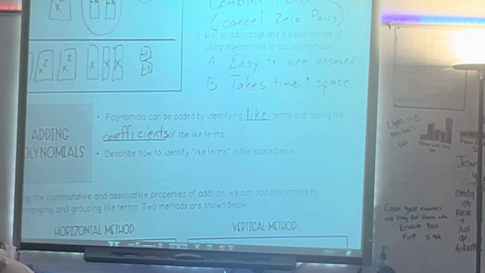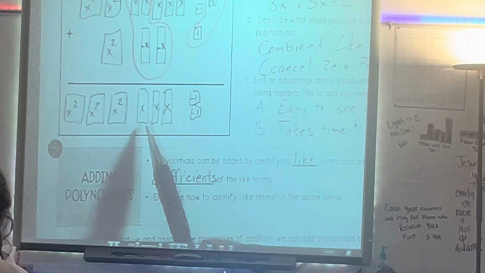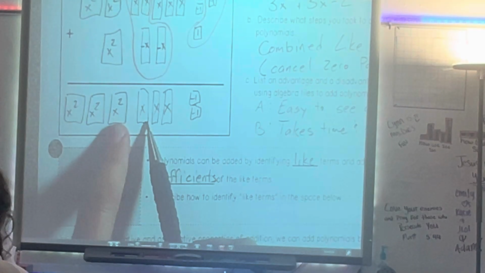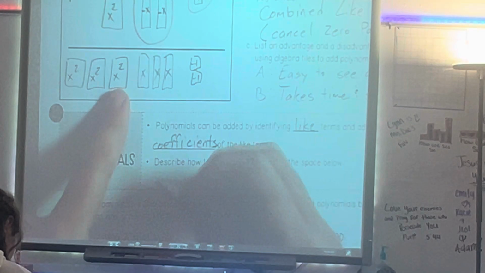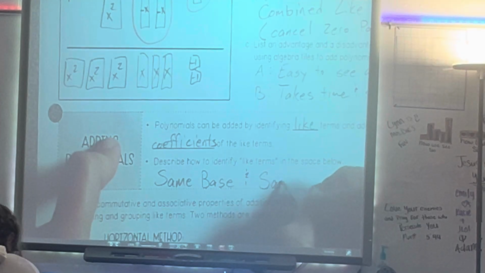Alright, so polynomials can be added by identifying like terms, good, and adding the coefficients of those terms. So how do I know what the like terms are? Constants are pretty obvious, but what about the other stuff? How do I know what I can and cannot add? If it has the same root. Has to have the same base. So then that means I can add these two? No. Okay, so what else? And the same exponents. Okay, so same base and same exponent. And then obviously constants, you know what to do with there.